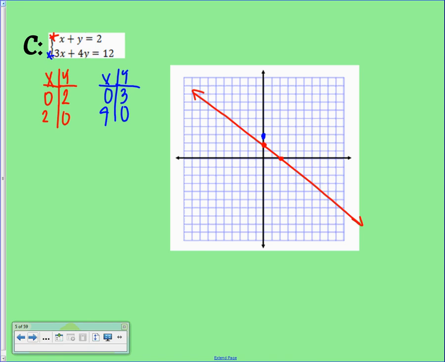So I've got 0, 3 and 4, 0. And, ooh, this one was kind of tricky. Oh, that was a bad line.